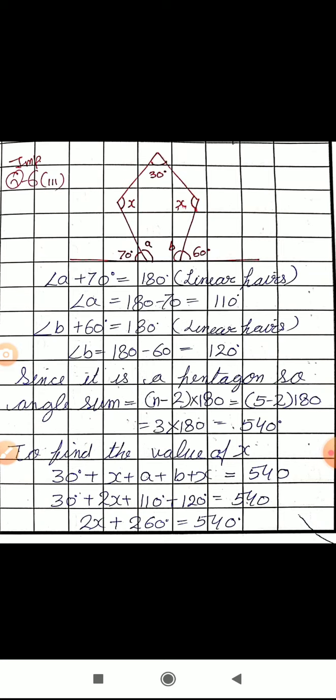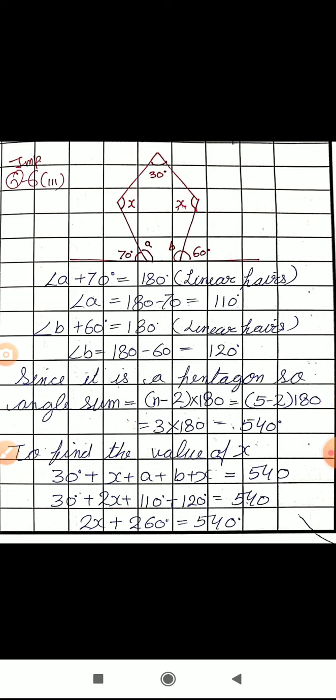Now since it is a pentagon, how can we calculate the angle sum? The formula is (n minus 2) into 180. How many sides are there in a pentagon? 5. So (5 minus 2) into 180, 5 minus 2 is 3, 3 into 180 is 540. So the sum of all the interior angles of this pentagon will be 540.